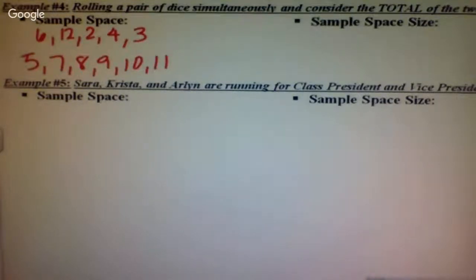11. There's only 11 because we're missing the number 1. You can never get a 1.